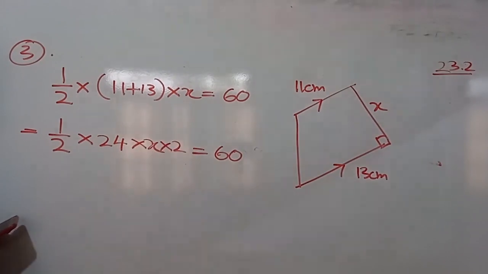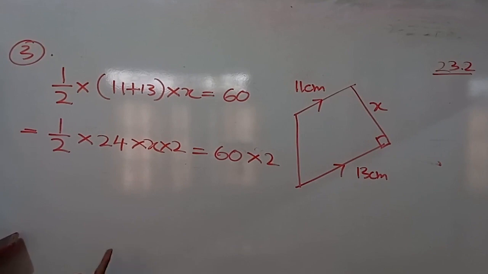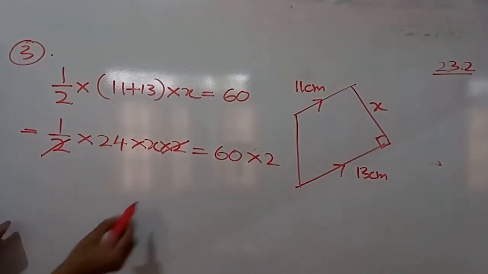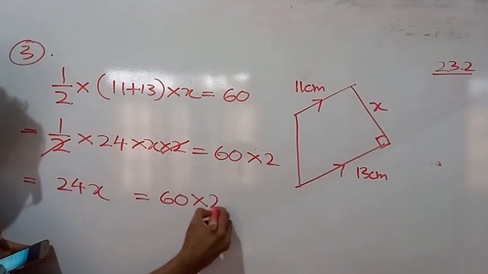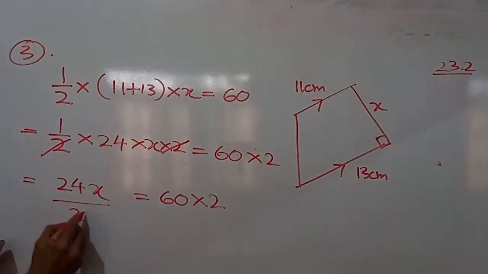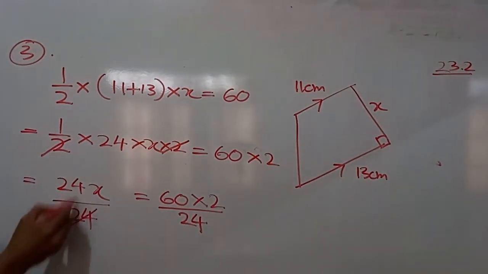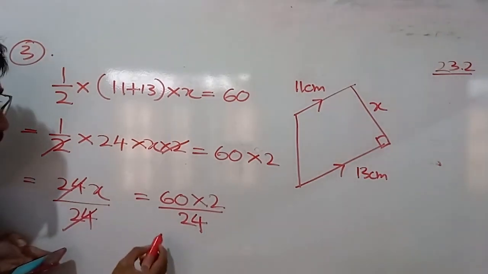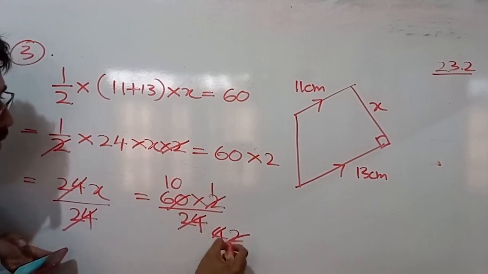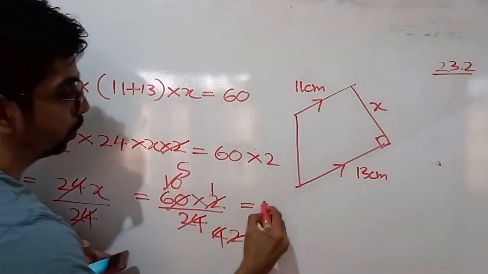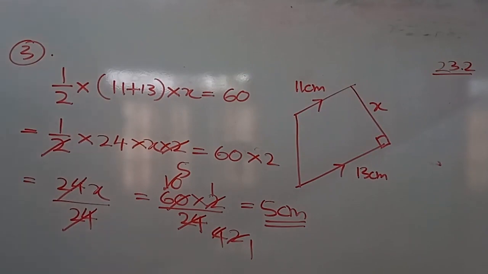Now I will multiply this side by 2. So I have to do the same thing to the other side. These are equations, right? So I have to do that. So we can cancel out the 2. Then 24x, that is equal to 60 times 2. Now I will divide this side by 24. So I have to do the same thing to the other side. So we can cancel out the 24. Here, this is 6 times 4, 6 times 10. 2 times 1, 2 times 2. Again 2 times 1 and 5. So x is what? 5 centimeters. So x will be 5 centimeters.